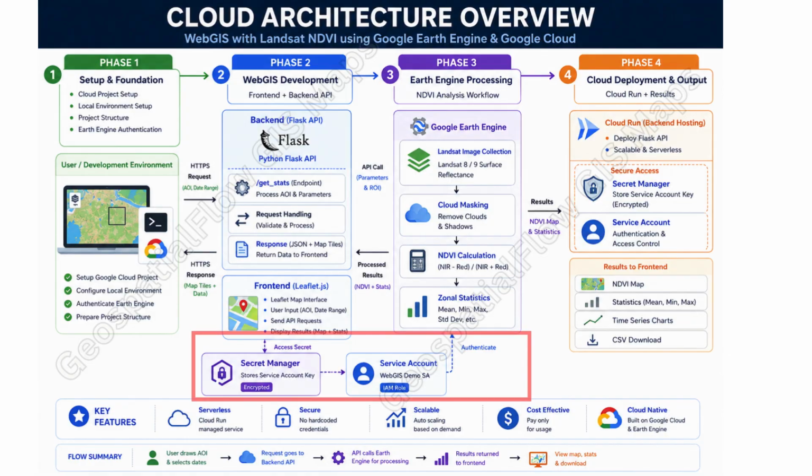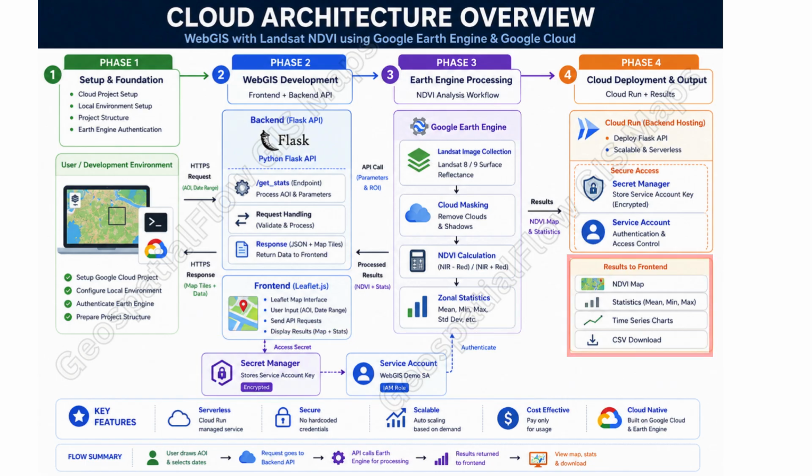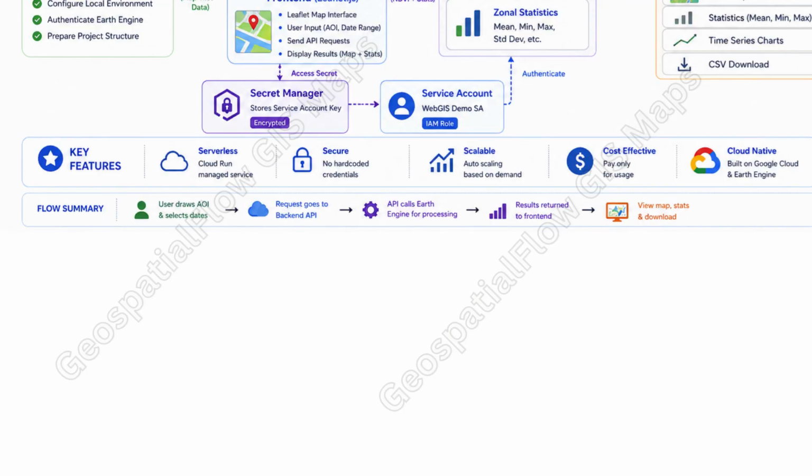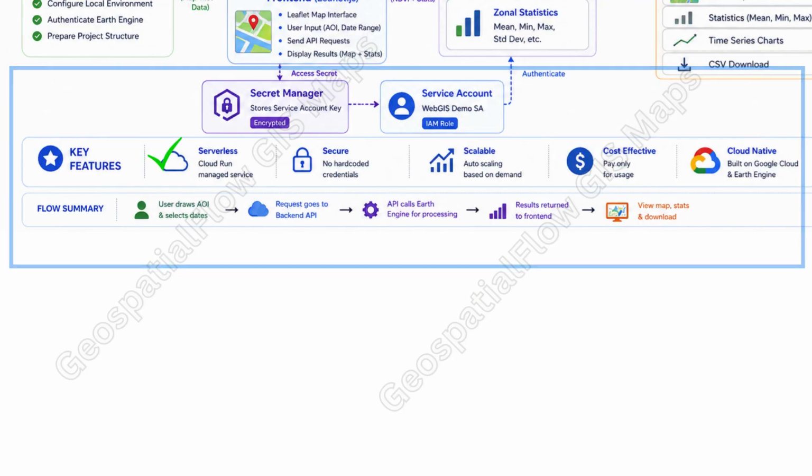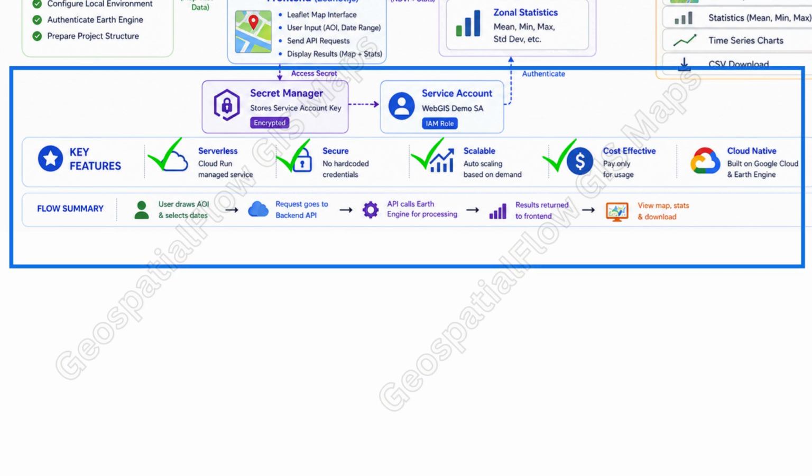The backend runs on Cloud Run, securely connected using a service account and Secret Manager, and the results are sent back to the front end as maps and analytics. This system is serverless, so we don't manage infrastructure. It is secure with no hard-coded credentials, scalable to handle demand, and cost-effective since we only pay for what we use.